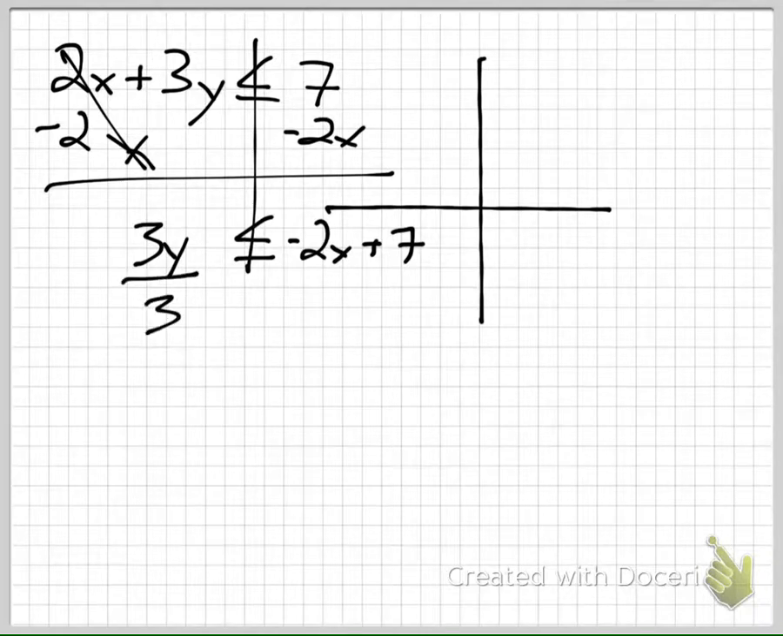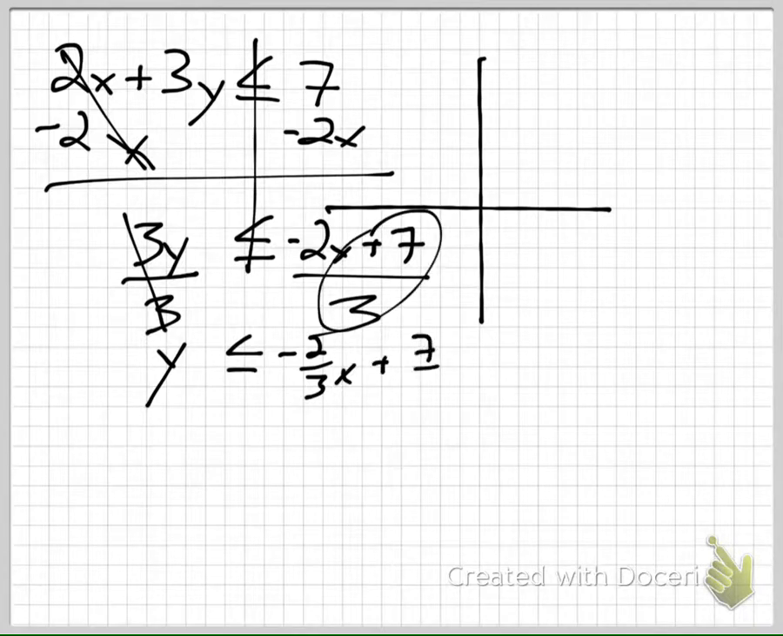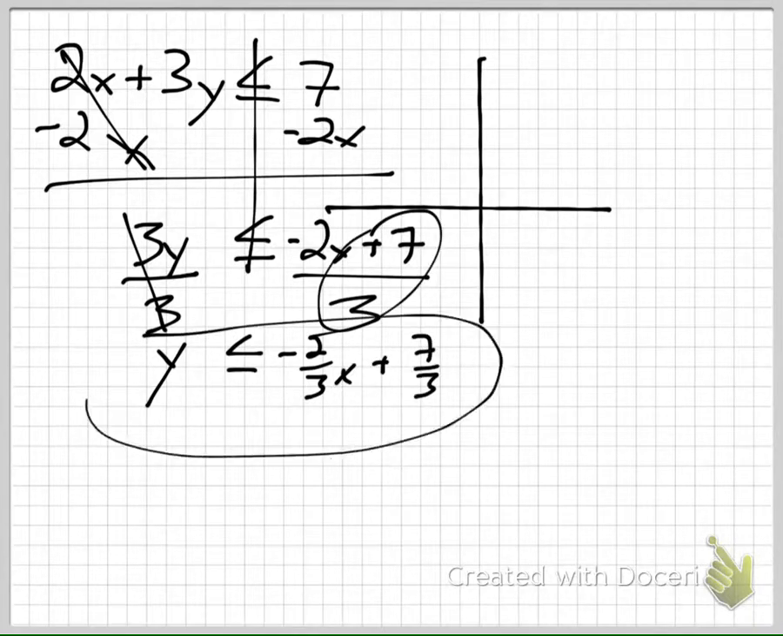Divide by 3, divide by 3. That makes y less than or equal to, now what is this thing here? How do I write that now? Negative 2/3 x, and then this is simply plus 7/3. That's what you do. I would leave it just like that. Does that make sense? Yep.